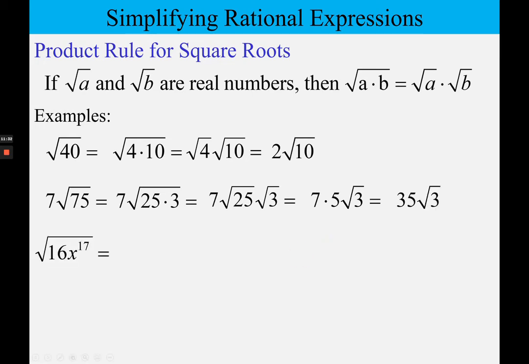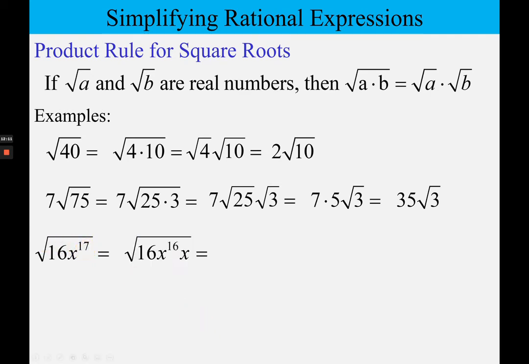Another example. Square root of 16 times x to the power of 17. This is a little tricky. 16 is a perfect square. Power of 17, you have to work it out, wherein you could actually factor it. Remember, when you multiply exponents, actually you just add the exponents. So when you factor, you actually separate, wherein when you add, it gives you that number. So therefore, to make this possible to simplify by square root, you can have 16 plus 1.